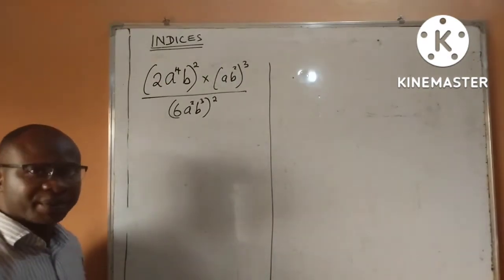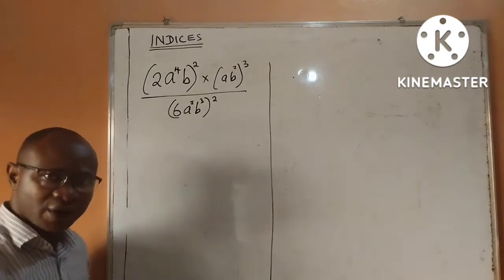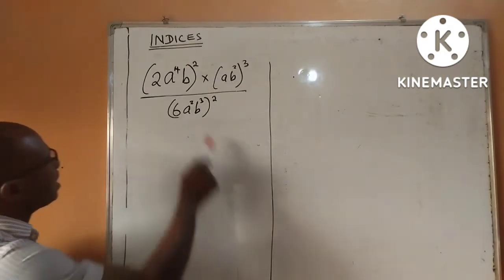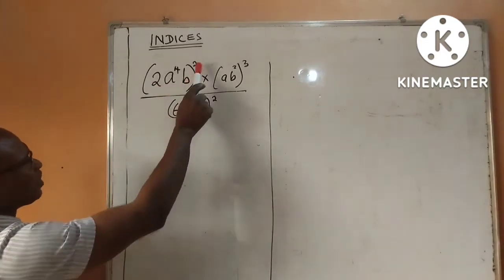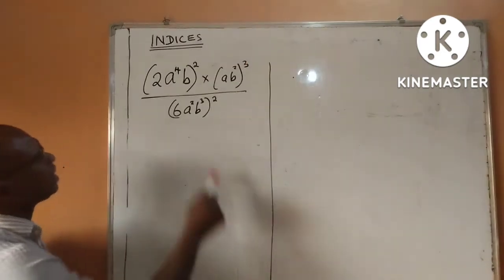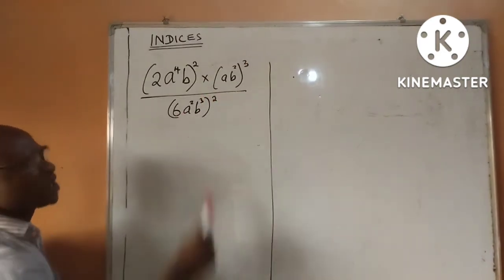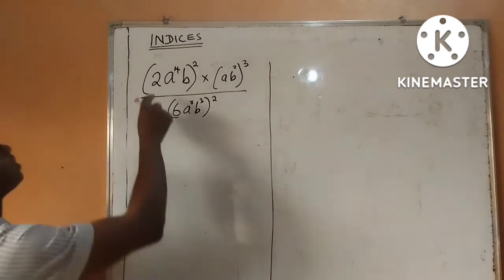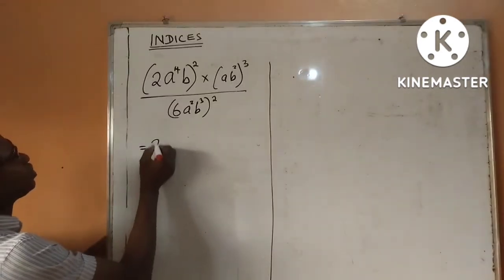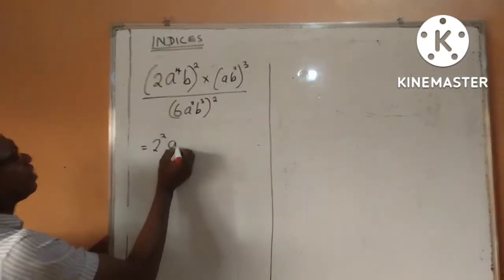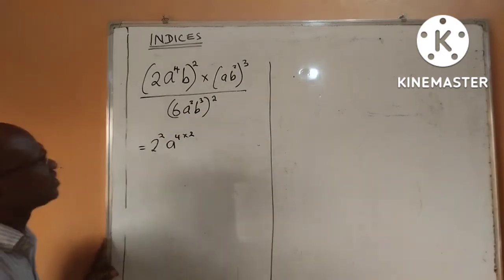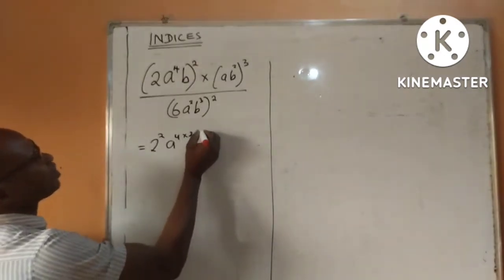Before we start, we have to remember the product law of indices, because that is what is going to clear the brackets. Everything inside the bracket here we share from the power 2. Everything inside the bracket here we share from the power 3. And everything inside the bracket in the denominator we share from the power 2. So therefore, starting from here, 2 raised to the power 2. Then a raised to the power 4 times 2. That is product law of indices. Next is b raised to the power 2.